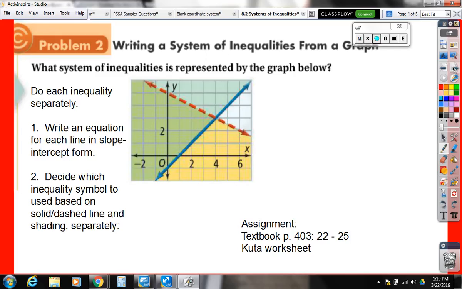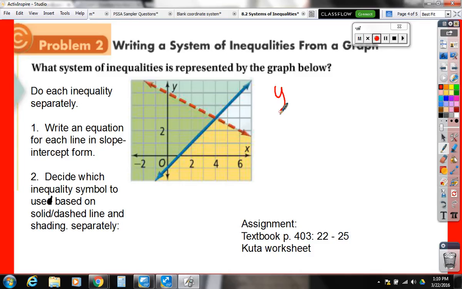You can actually start with step 2, and I'm going to do that. I'm going to decide right away which inequality sign to use. I'm going to use a red pen, and I'm going to start with the red line. So I know I have y something. Looking at where it's shaded, what inequality symbol would I use?